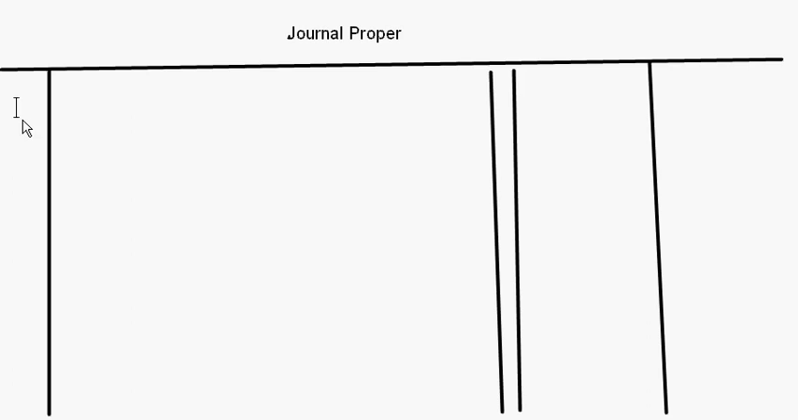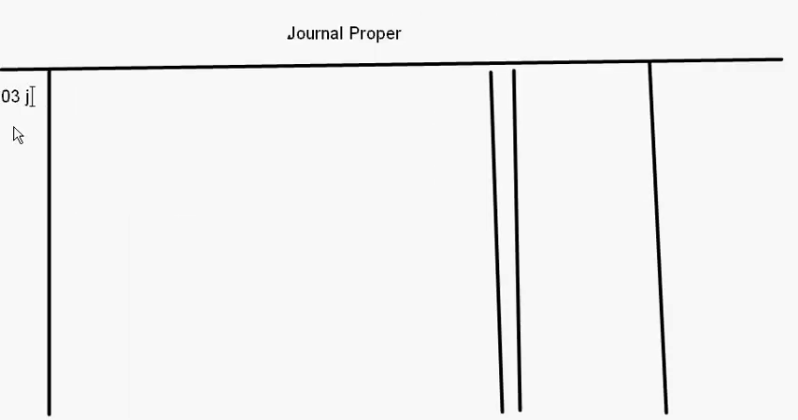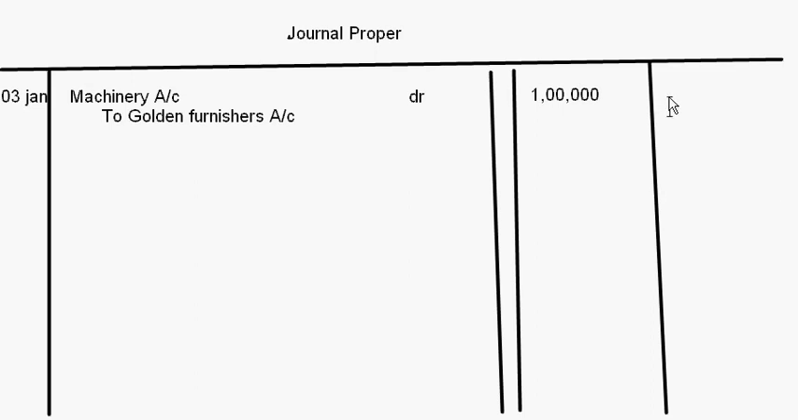So we'll have to put this in the journal proper as this is purchase of asset on credit. If it had been purchase of goods on credit, it would have gone into the purchases book. Here it is purchase of machinery, so it is journal proper, right? So the date given here is January 3rd and the amount is 1 lakh. This is 1 lakh rupees.